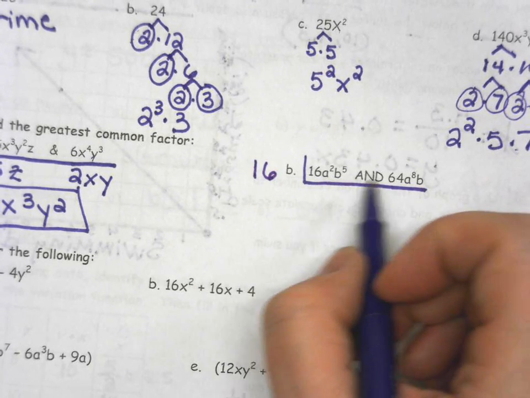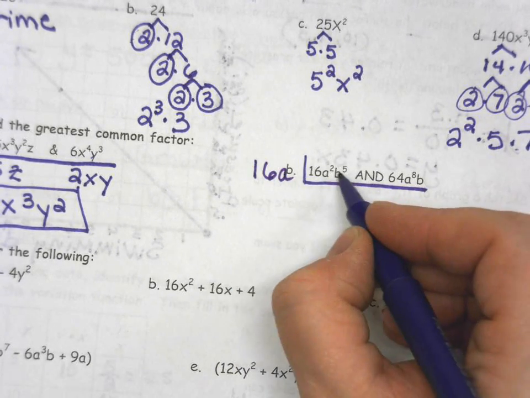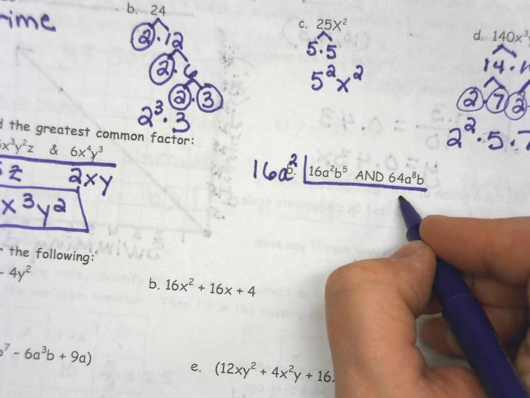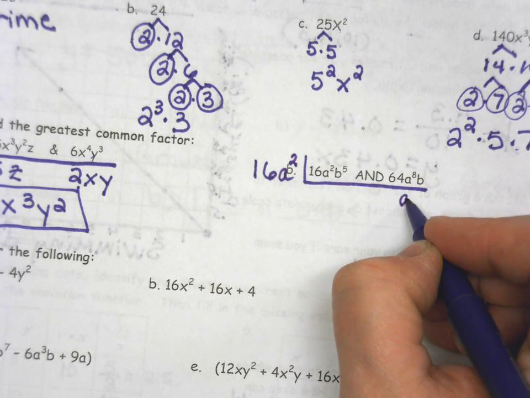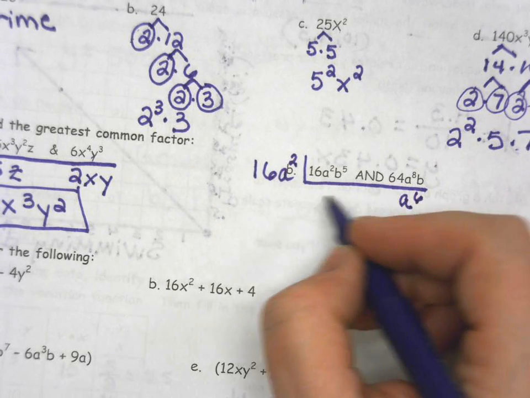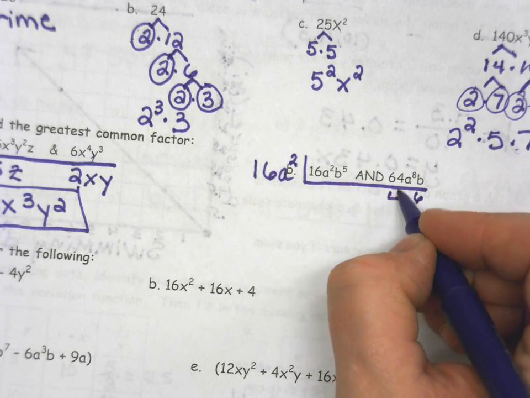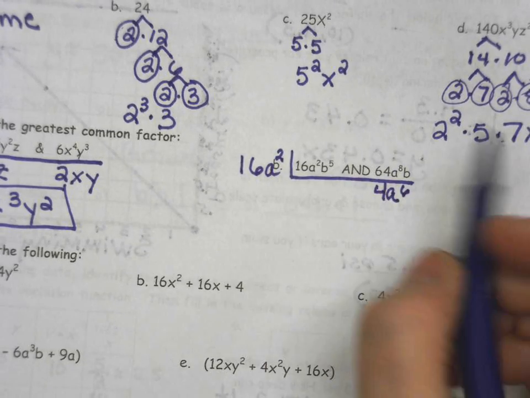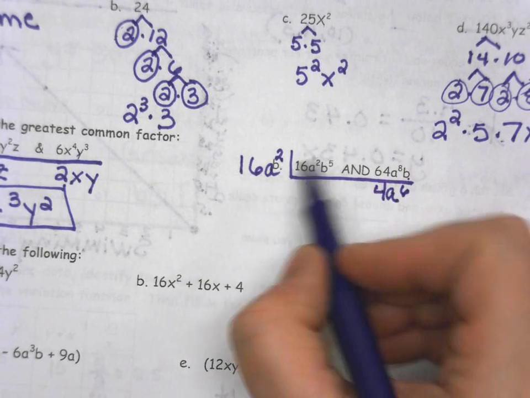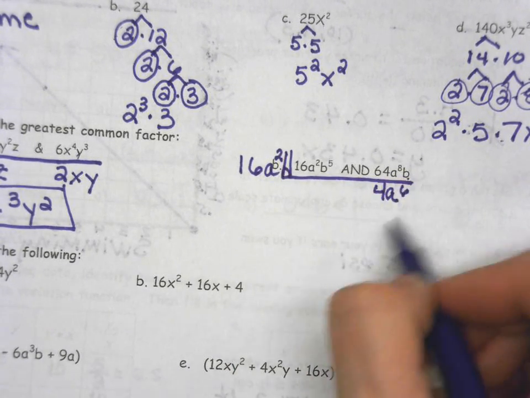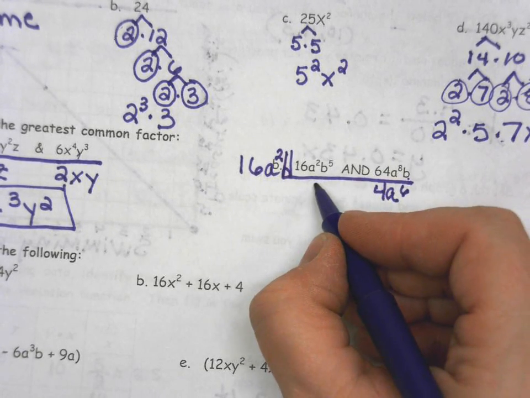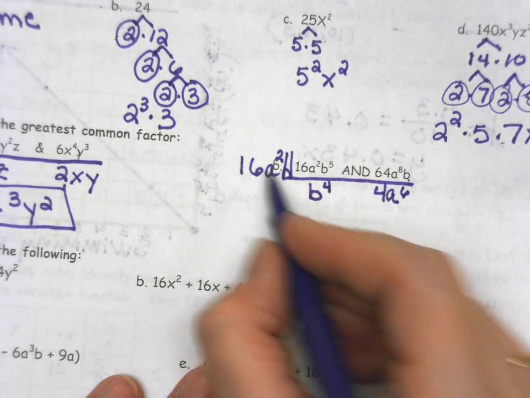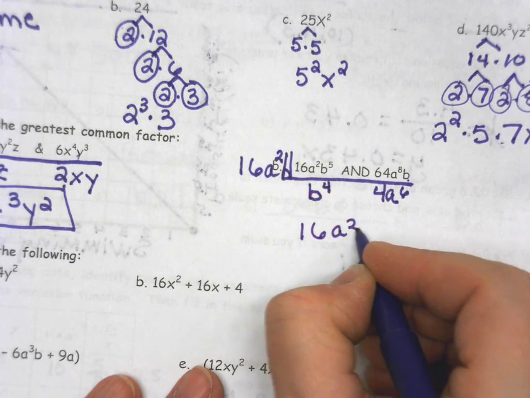Then look at your variables. They both share a's. The smallest exponent would be 2, so that means that there is no a's left here, but there are 6 left here, and 16 goes into 64 4 times, so there would be a full 4 there. Here there would just be a 1, so I'm just going to leave it blank right now. They both share at least one b, so we're going to pull out a b because that's the smallest exponent there, and that leaves me with 4 b's here. And so my GCF is 16a squared b.